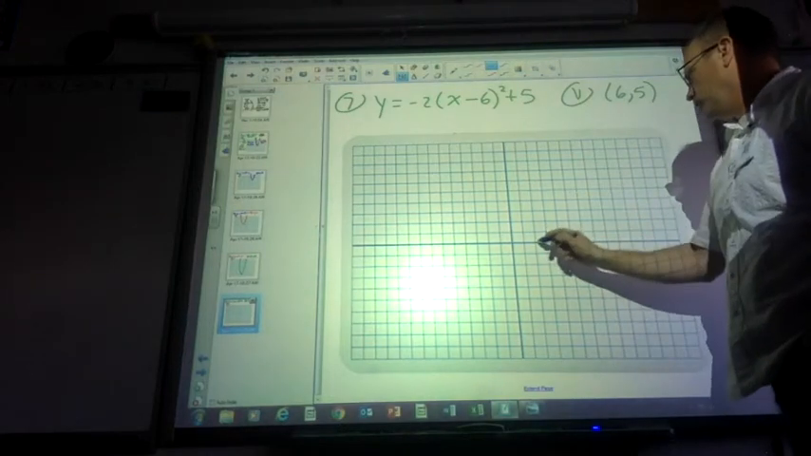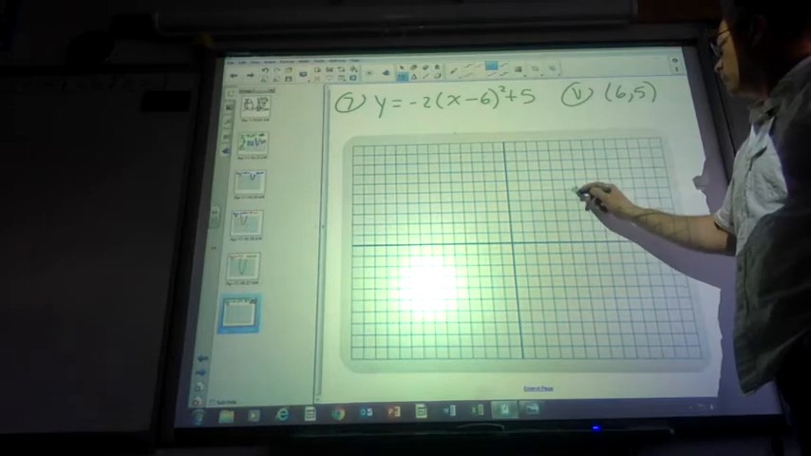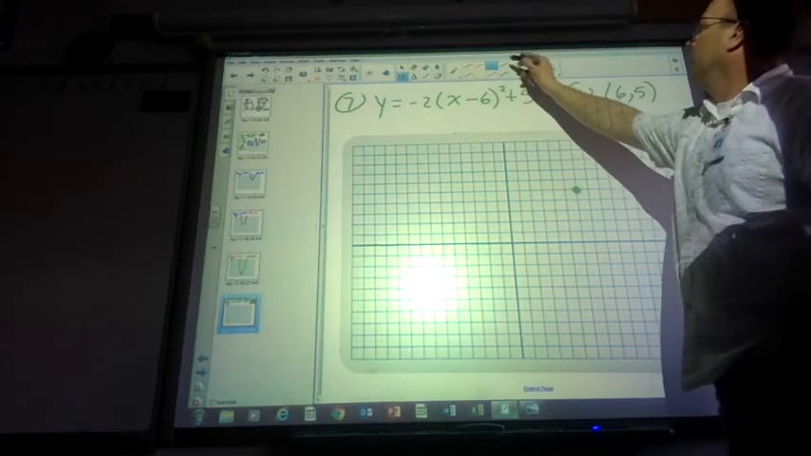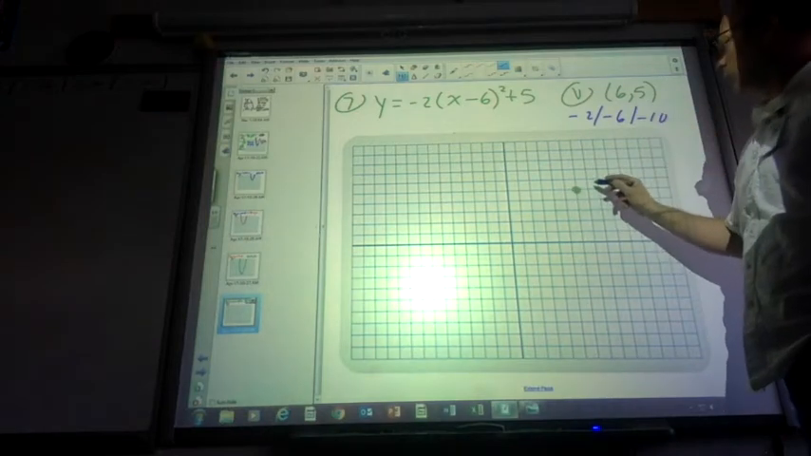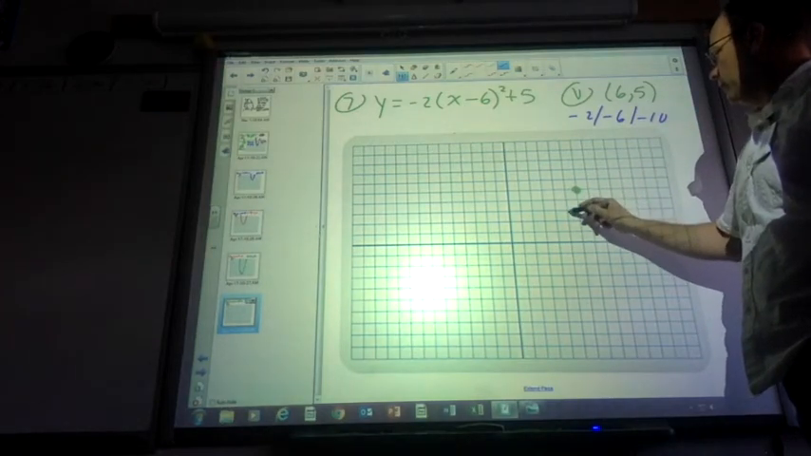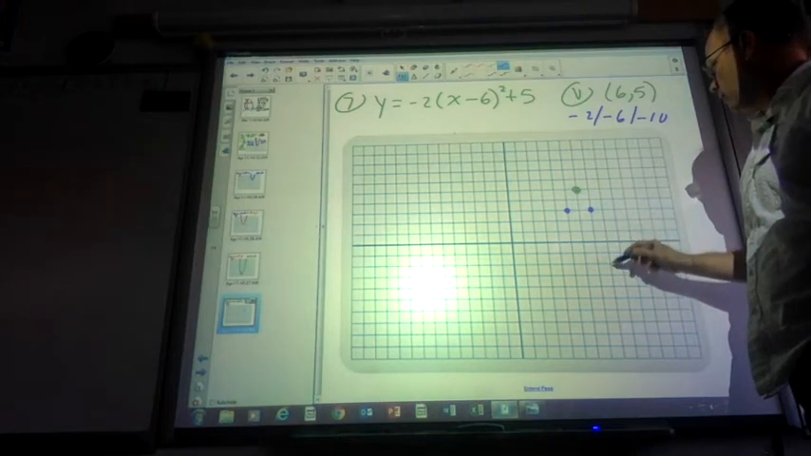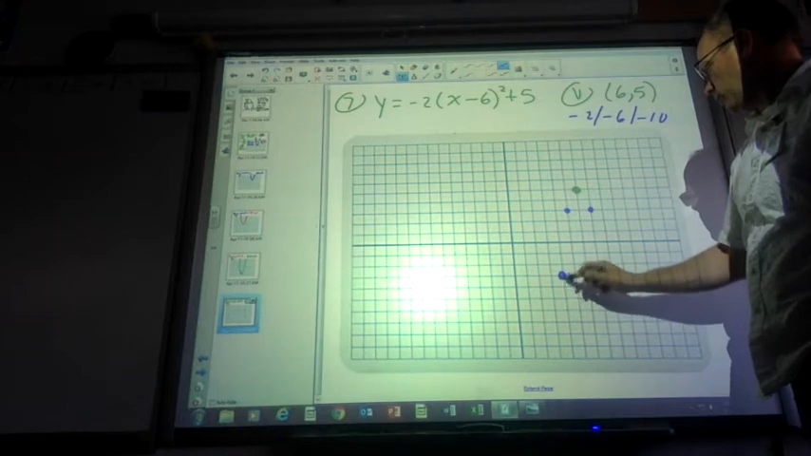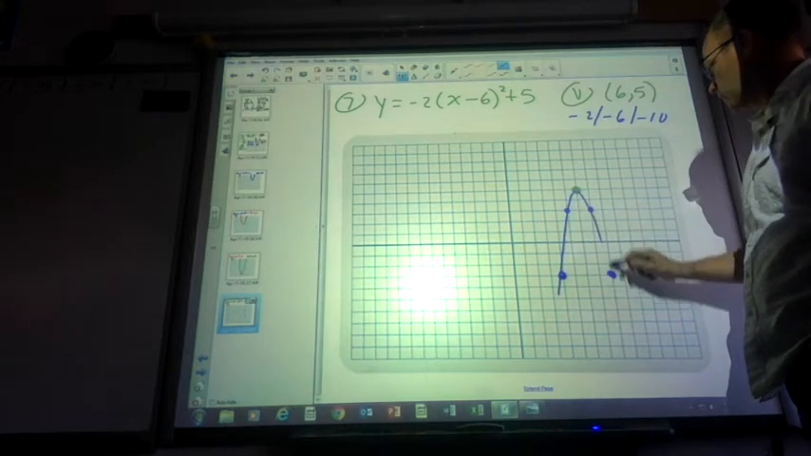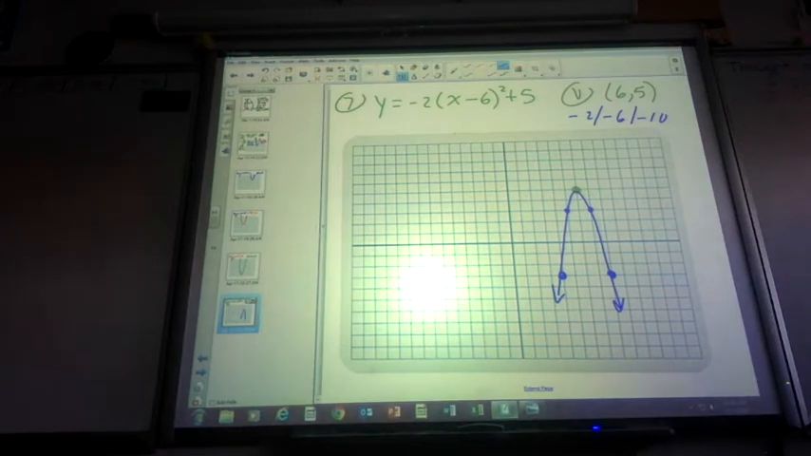All right, so 1, 2, 3, 4, 5, 6. Yeah, you got the negative 2, negative 6, negative 10 on this one. So it's opening down. So right one down 2, left one down 2, right one down 6, left one down 6. Looks like that.